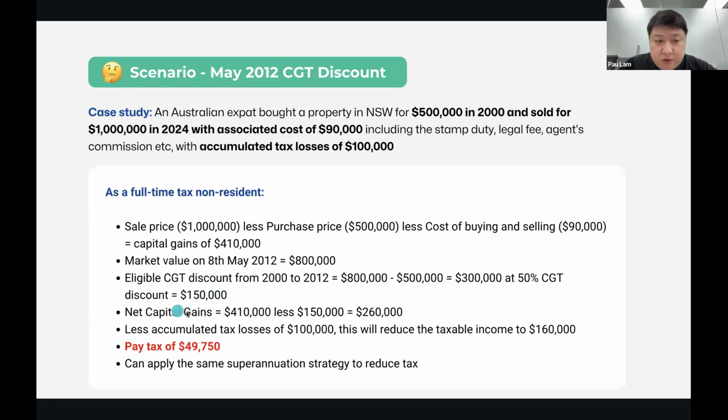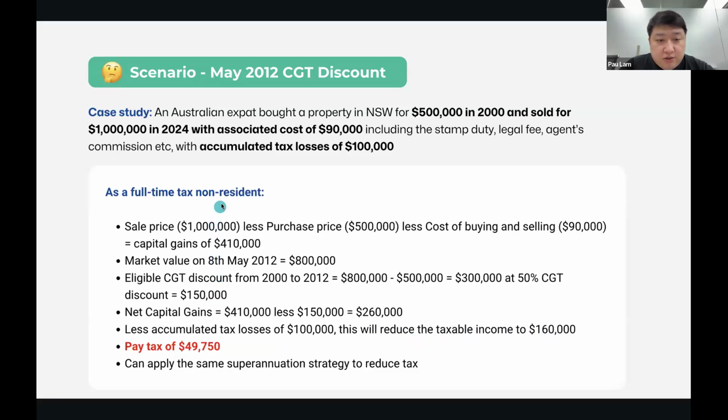So your net capital gains is 410 minus 150 that you're eligible for that 12 years. So you will only need to pay tax on this 260. So instead of paying tax for 410, your capital gains, you will only need to pay tax on 260. Okay, so this would help you to minimize tax payable. Again, the losses will also come to play. It will further bring your income down to 160.